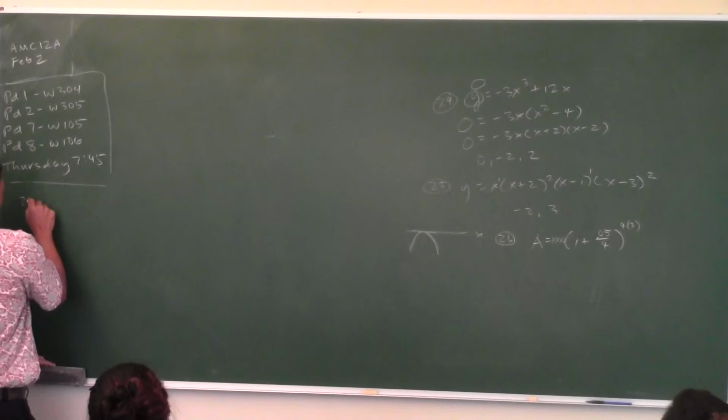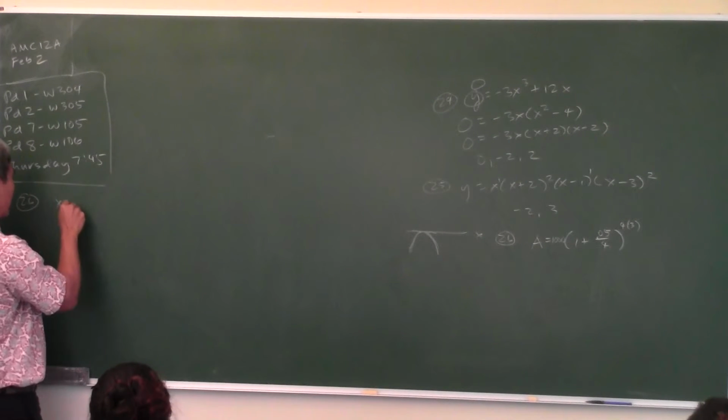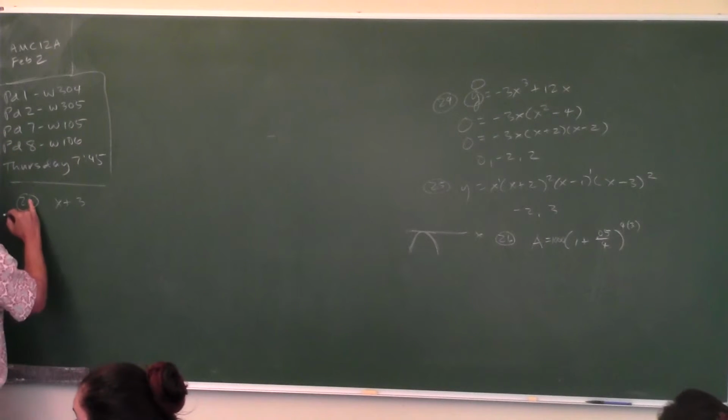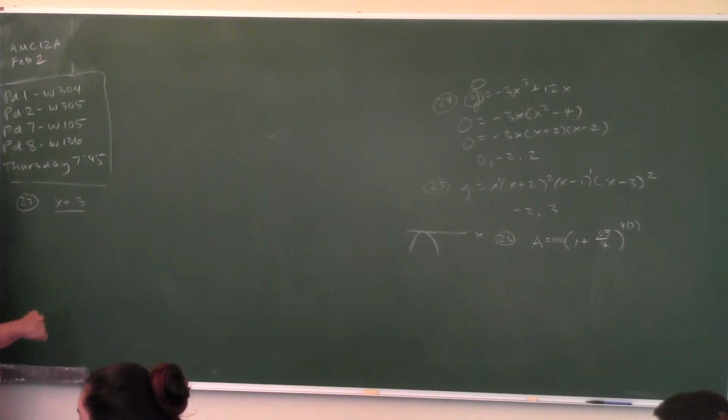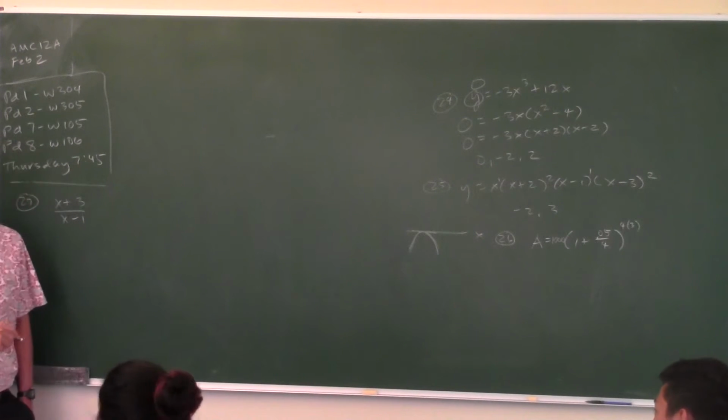Okay, 26. X plus 3. Oh, 27. I have 27. Whatever, Daddy. (x plus 3) over (x minus 1) is less than.